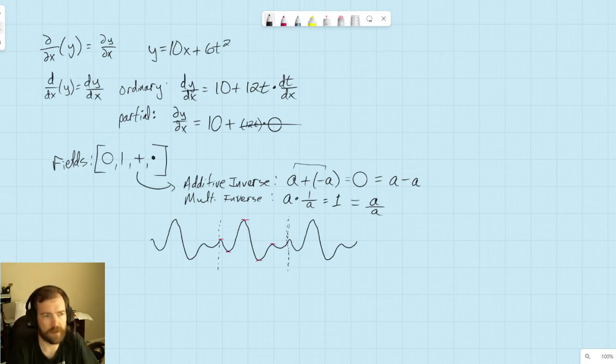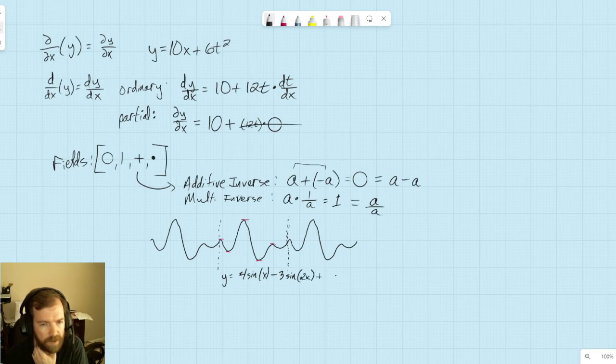So this example would be truly periodic, but for something like y equals 4 sine of x minus 3 sine of 2x plus, I don't know, sine of 4x or something like that.